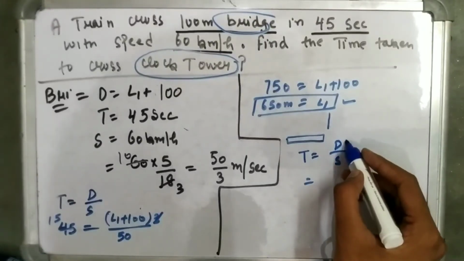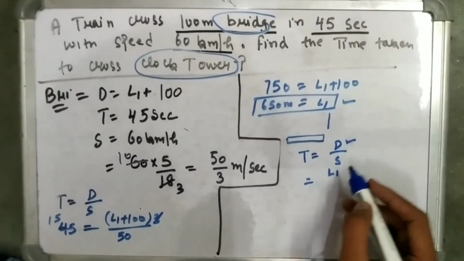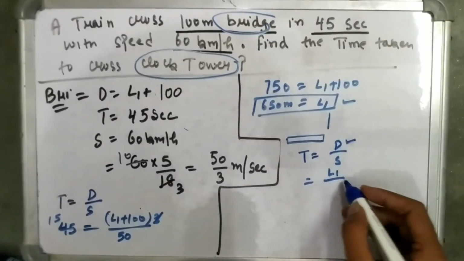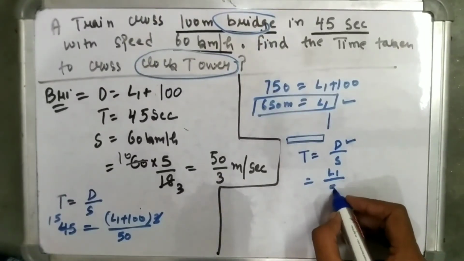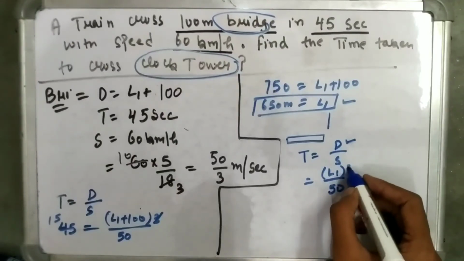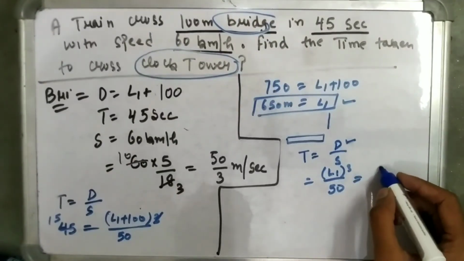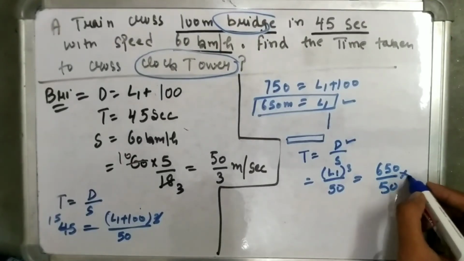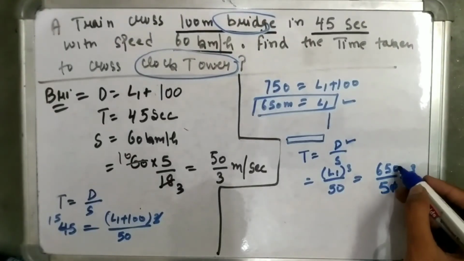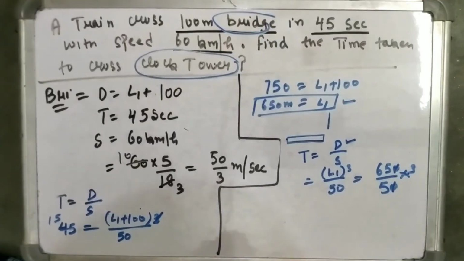This time d is equal to only L1, that is the length of the train, and the speed is the same as we have found here, 50 by 3. So L1 is 650 divided by (50 by 3). When you solve this, you will get the answer.